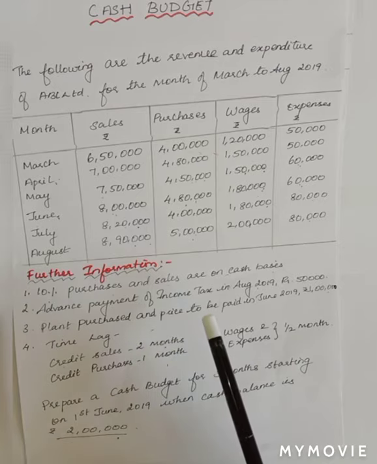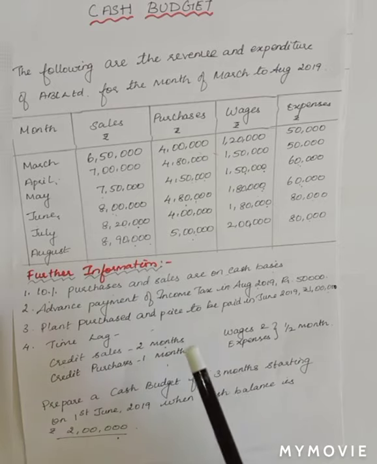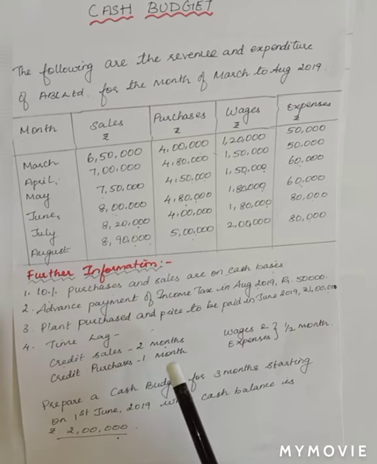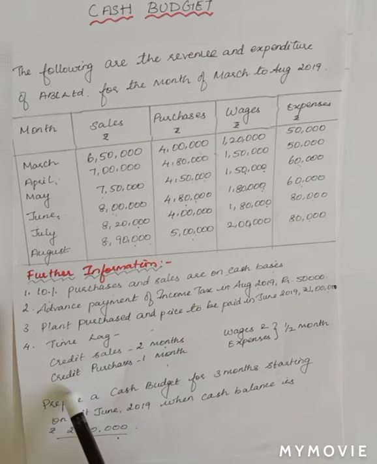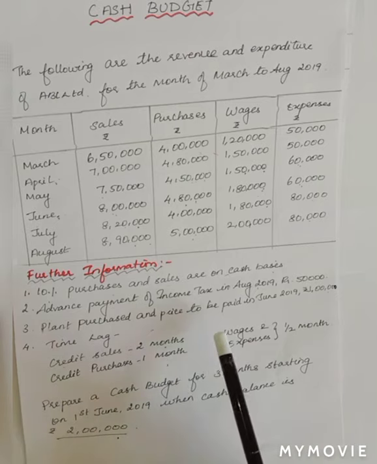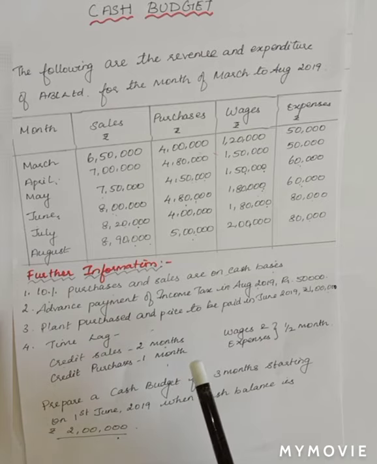Okay, only 10% you are receiving in cash, and the balance of 90% you are allowing them to settle in the next 2 months. And likewise credit purchases, you can see 1 month. Okay, which means that 10% you are paying on date, and the balance of 90% you can settle by 1 month period to your suppliers.